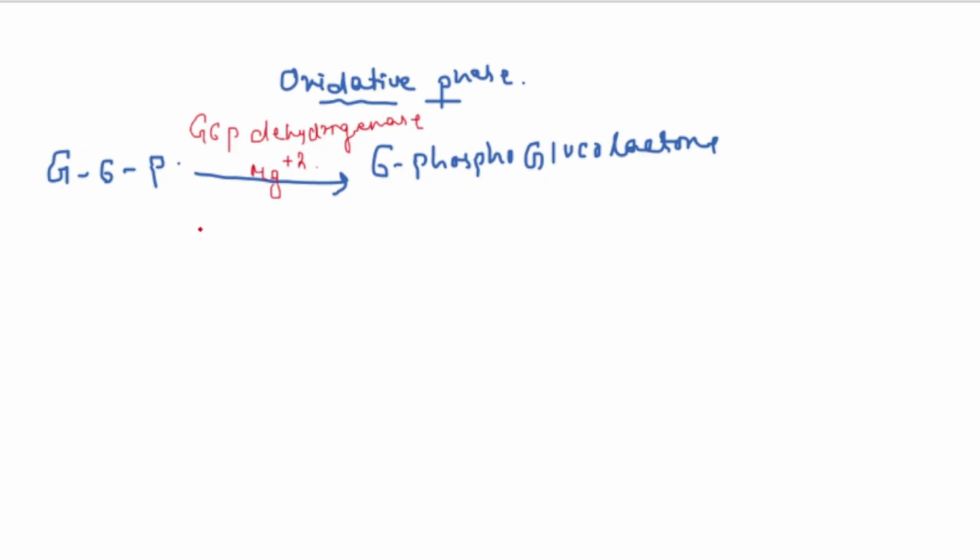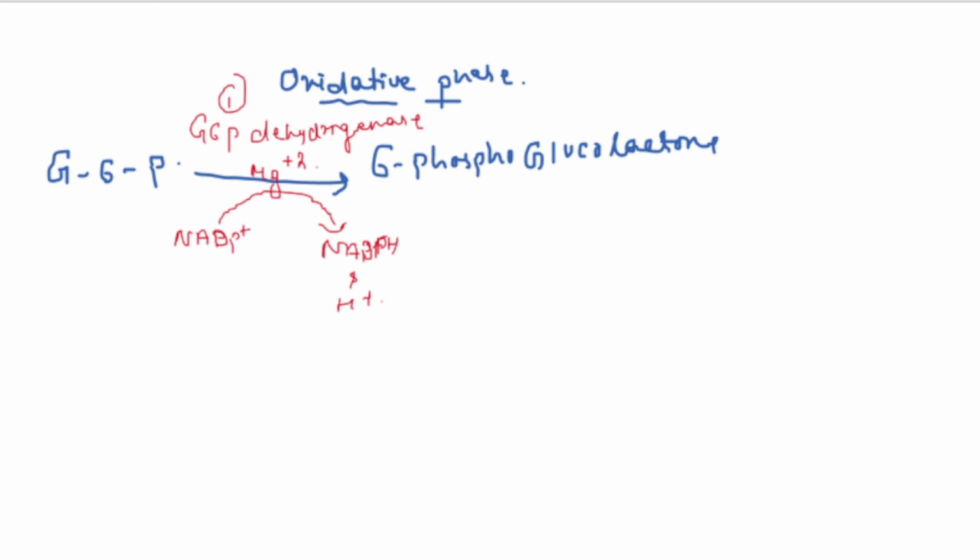Okay, so what happens in this reaction? What is the output of this reaction? In this case, NADP plus is being utilized and it is converted into NADPH and H plus. Okay, so this was the first step.